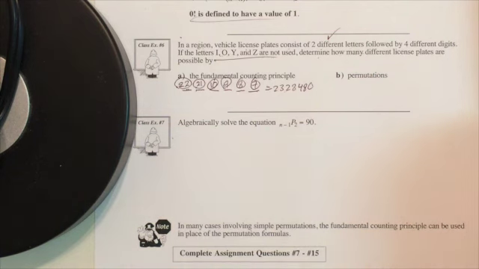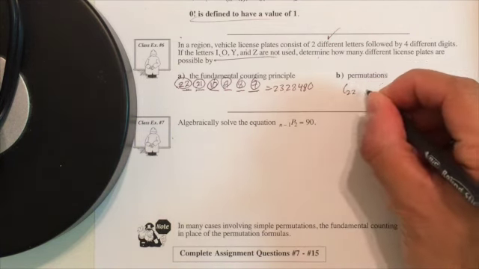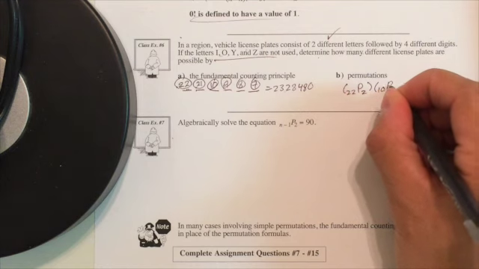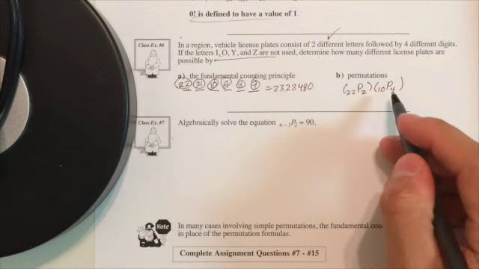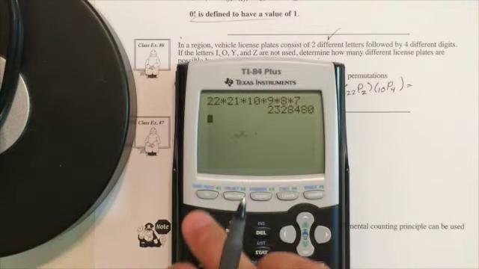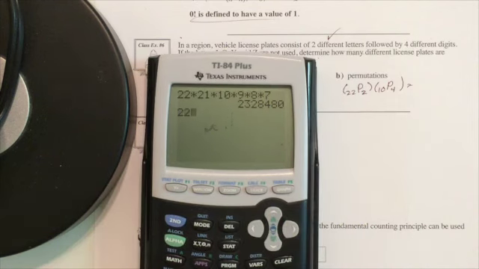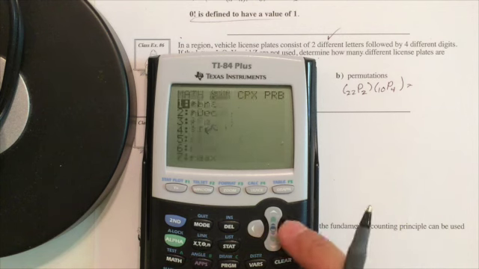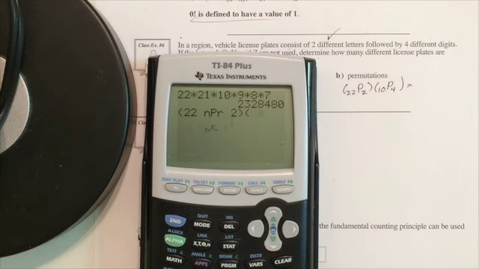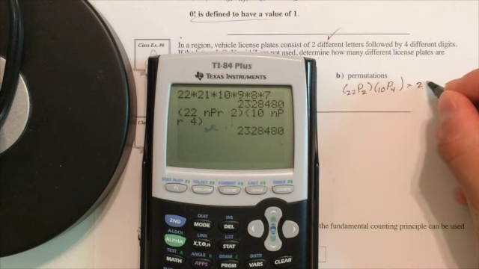328,480. And if I do this using permutations, I have 22P2 times 10P4. Entering 22, math button, option 2, 10, math button, option 2, P4, and it checks out. So 2,328,480.